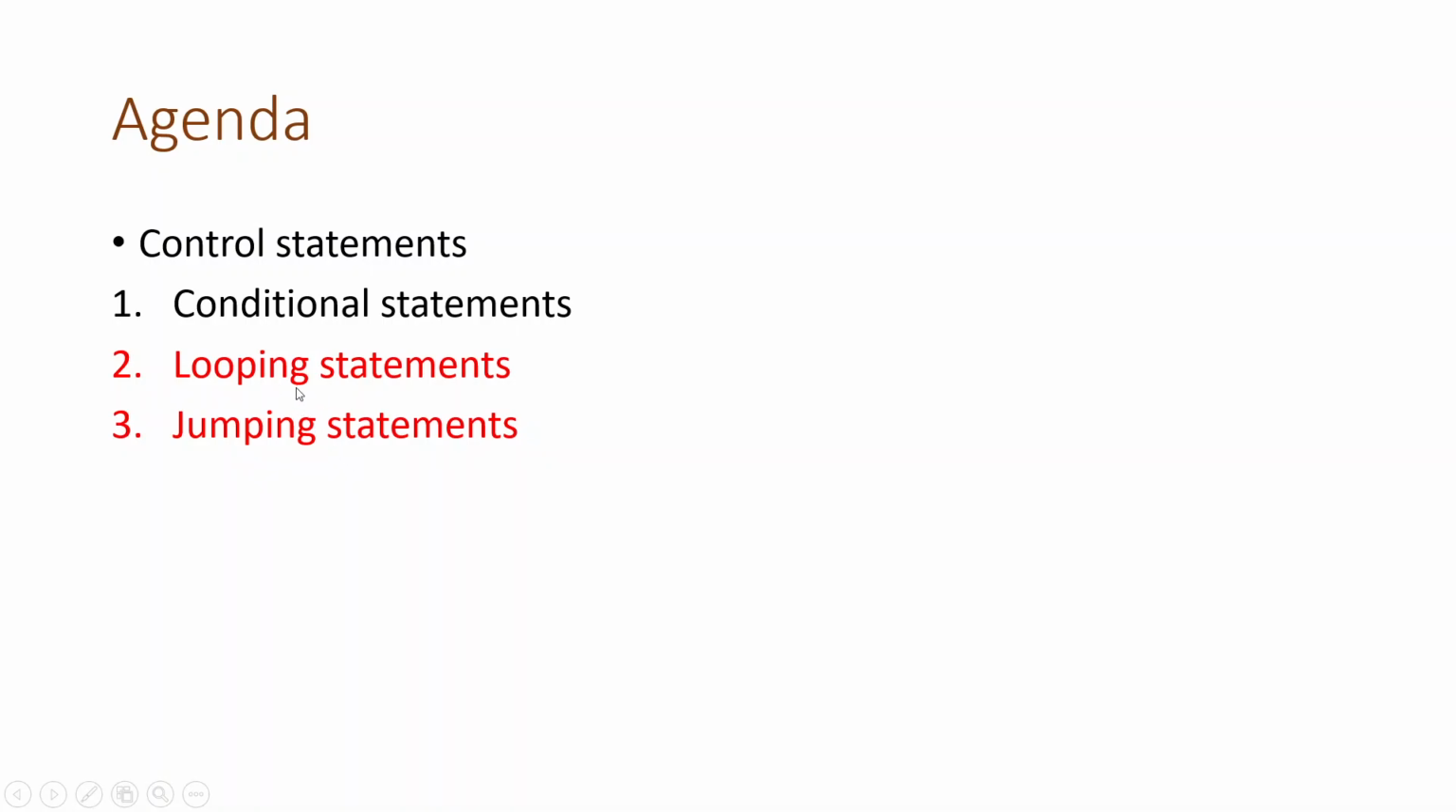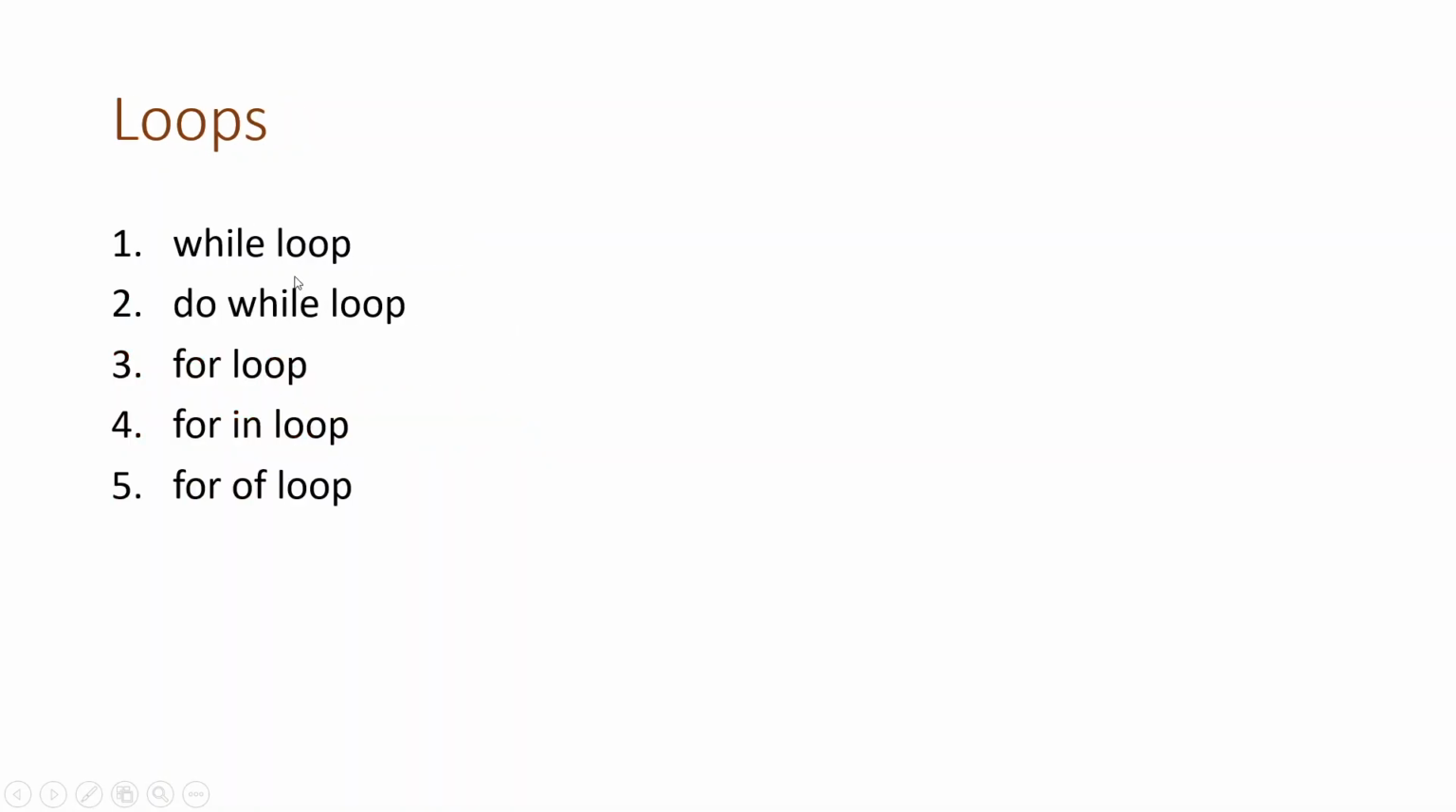So first, looping statements. There are five types of loops available in JavaScript. The first one is the while loop, the second one is the do while loop, then the for, for in and for of loops. In today's video, we'll be mainly discussing the while loop, do while loop and for loop.